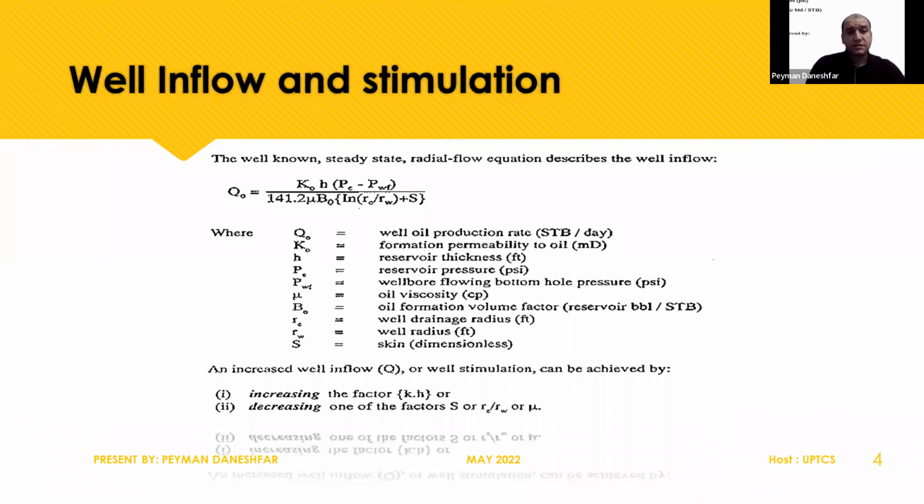So if the permeability or the thickness increases, as you can see in the formula, your production rate will increase. And production decreases when the skin factor or radius of the damage zone increases, or when viscosity increases. So it means that your production rate will decrease.